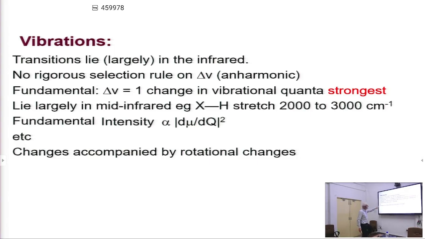So, for instance, hydrogen stretches tend to lie in this region, 2000 to 3000 wave numbers. That's a region that James Webb is busy observing at the moment. So we're beginning to get information on that in space from molecules.